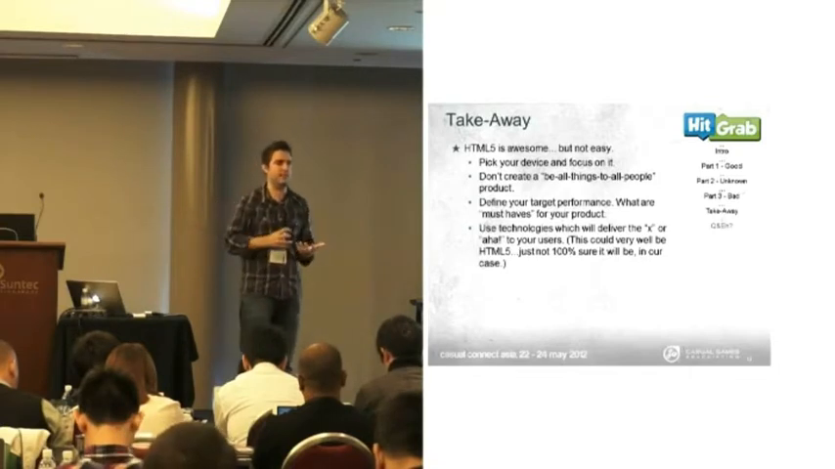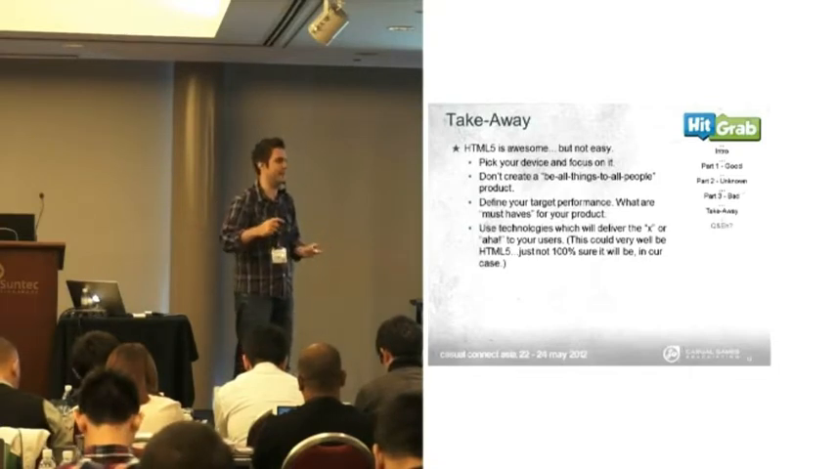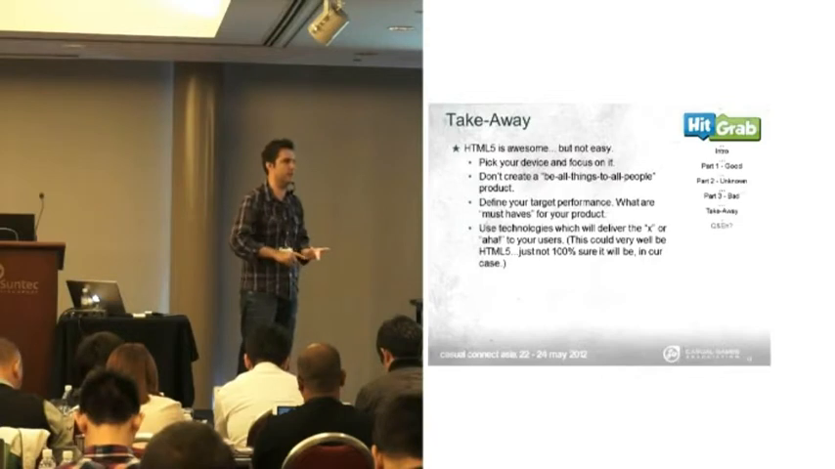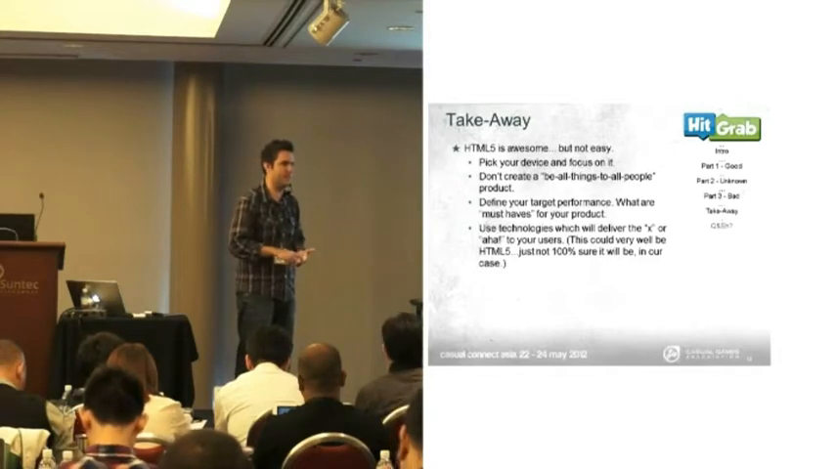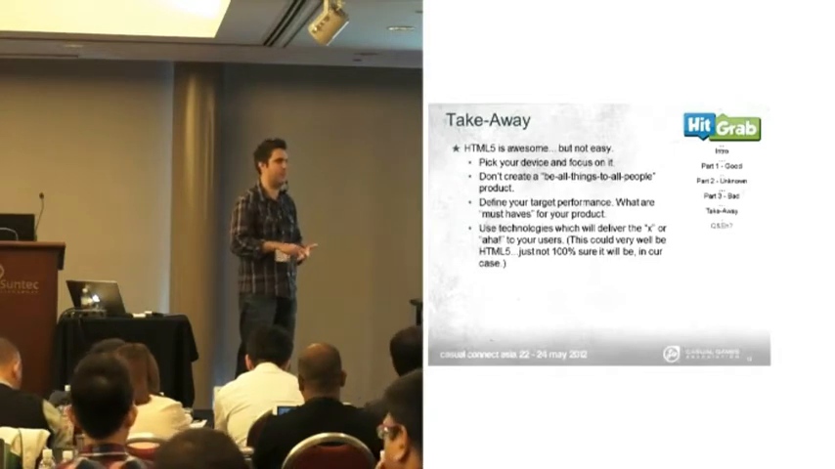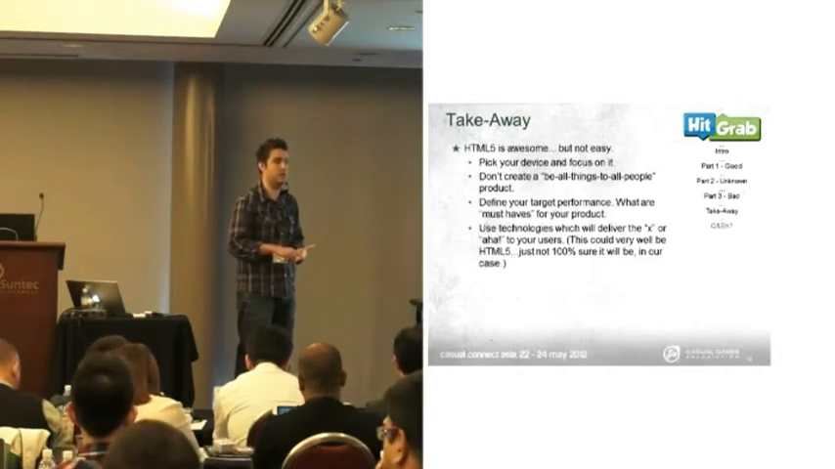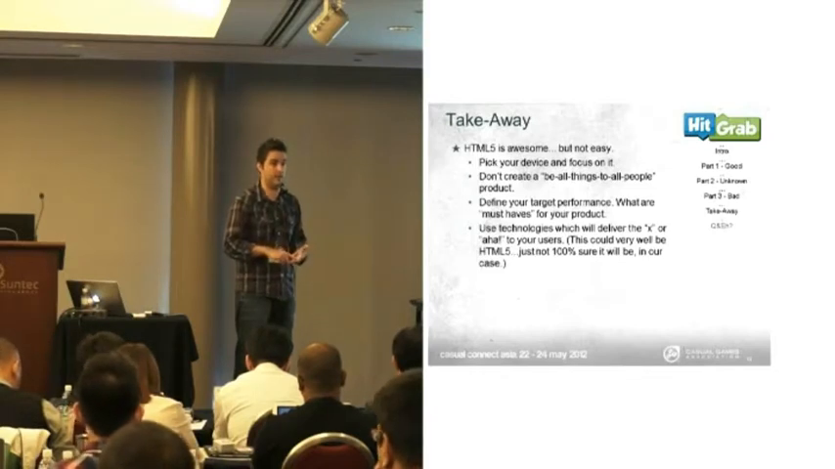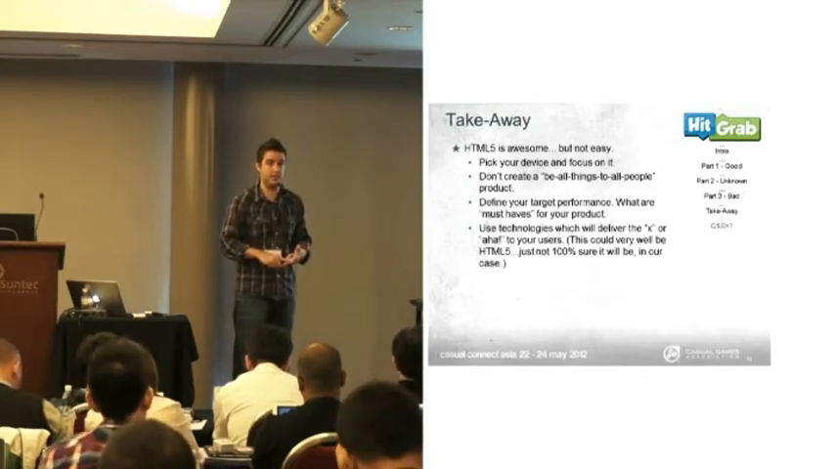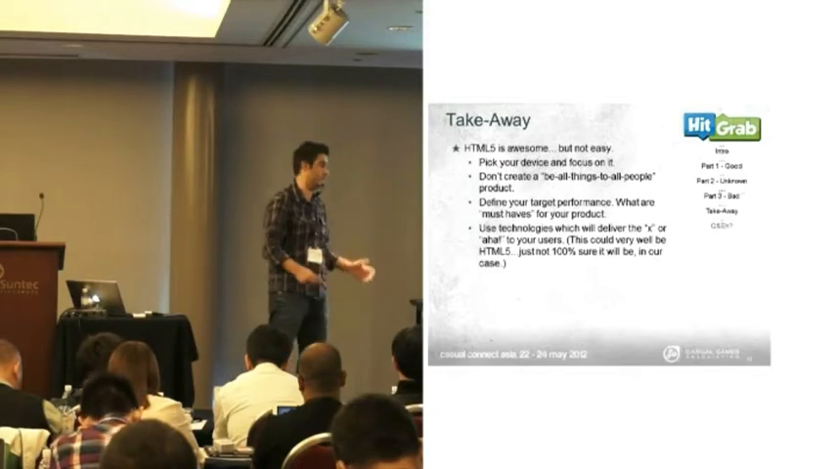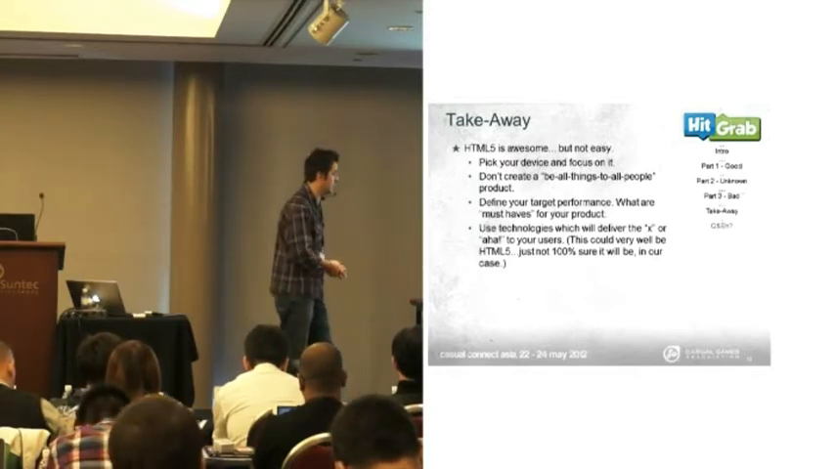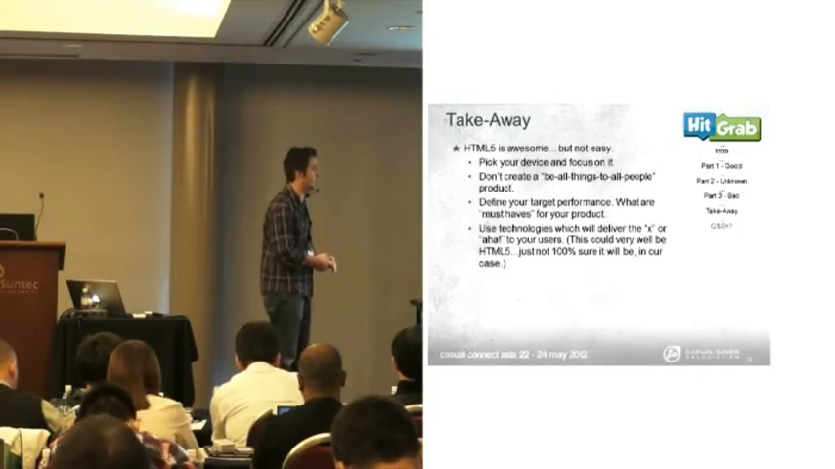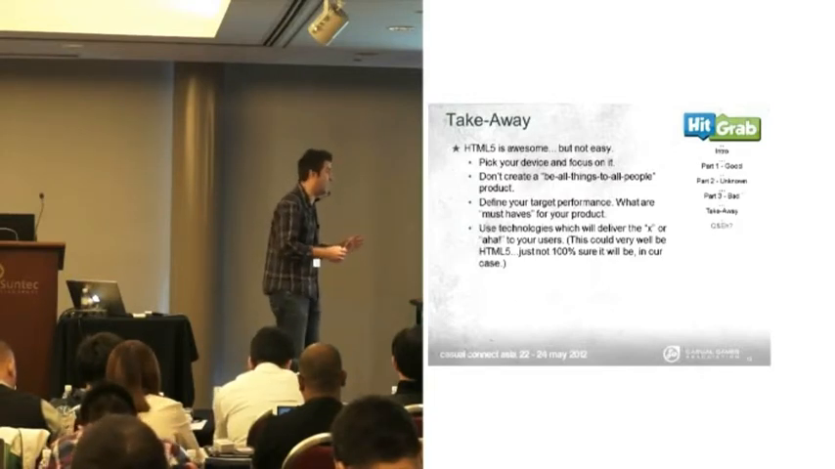So for instance, if you want to have awesome animations and super responding clicks, make those priorities and focus on them, and then go from there, and just know that you're going to be making trade-offs along the way because of those decisions. Don't expect everything to just work, and just define your performance well. Use technologies which will deliver the X or aha to your users.